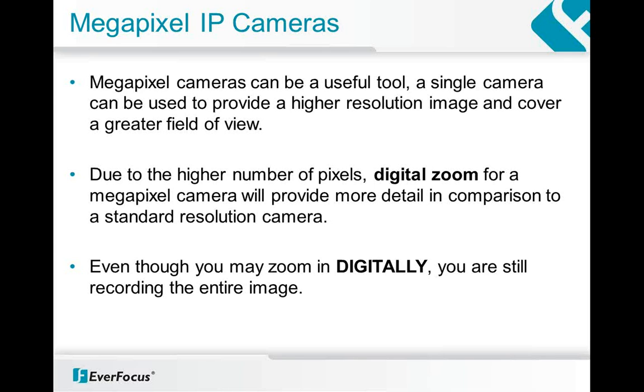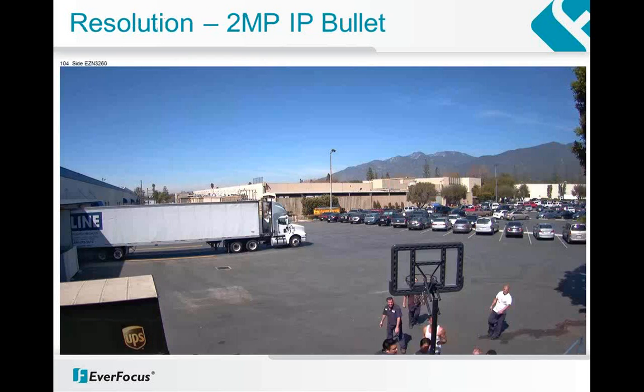So you can do a digital zoom on a camera or multiple cameras, but when you're doing the digital zoom, you're still recording that megapixel camera in the main field of view that you've originally set it for. So what you're seeing here is a 2 megapixel EDN bullet camera looking at our loading dock as well as some of our parking lot. This camera is an EDN 3260.